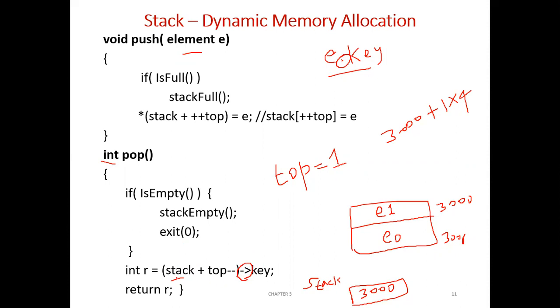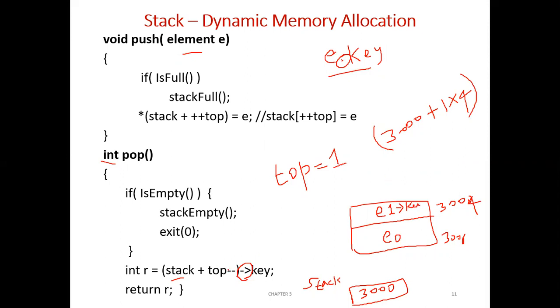And then what we are doing also, stack plus top minus minus, that is arrow of key. So this will refer to this particular address 3004. In that address, whatever the key value is, it will return that key value. If the key value is 4, it will return 4, otherwise whatever it may be.